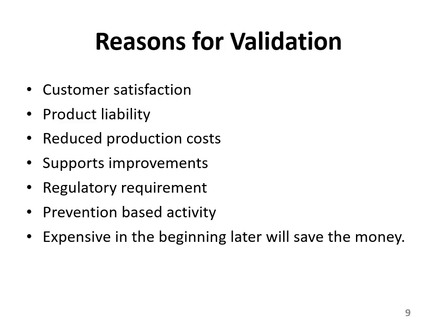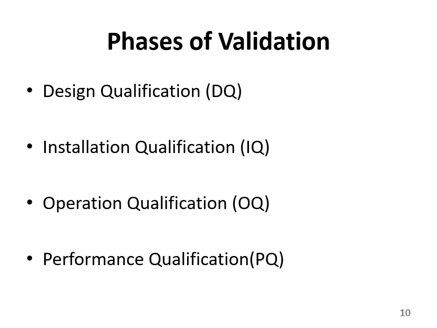Phases of validation. We have 4 phases of validation, and these are actually, you can say, the steps as well, steps for the validation or phases for the validation. The first one is design qualification, second one is installation qualification. Design qualification is at times called DQ. Installation qualification is at times called IQ. Operational or operation qualification, OQ. Performance qualification, PQ.